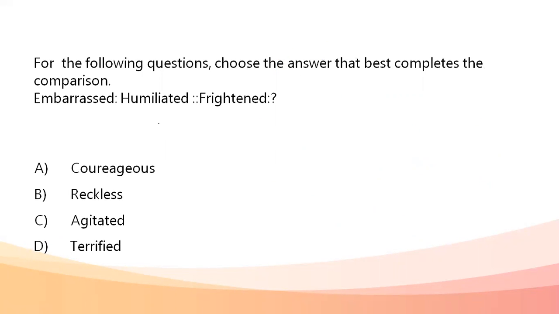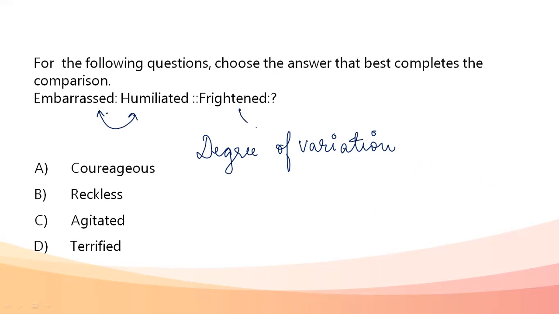Next, okay. For the following question, choose the answer that best completes the comparison. Embarrassed, humiliated, frightened, and what? When we look at this particular question, it is actually degree of variation. Questions of this type are called analogy questions. There's a relation between the first two terms. The same relation would be followed between the next two terms also.